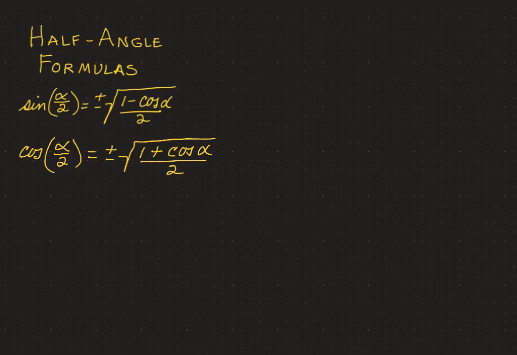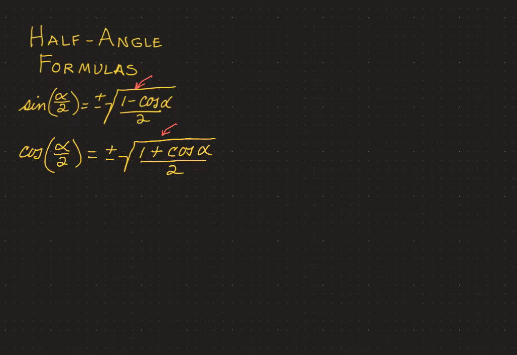Both of our half-angle formulas have cosine within them, whether they are sine or cosine. The difference is the operation that goes on underneath that radical. Positive for cosine, negative for sine.